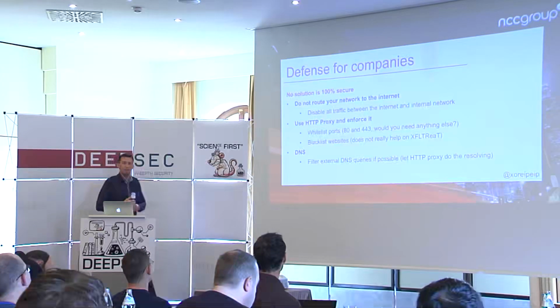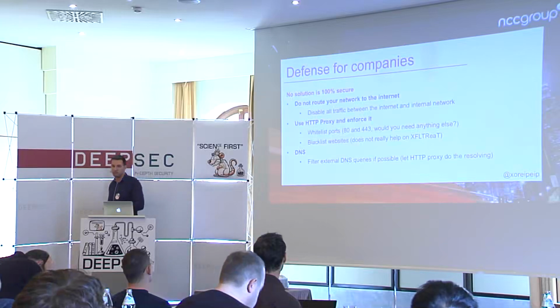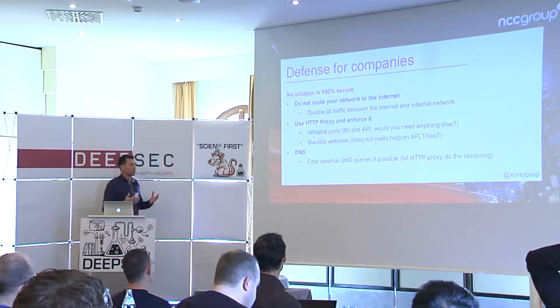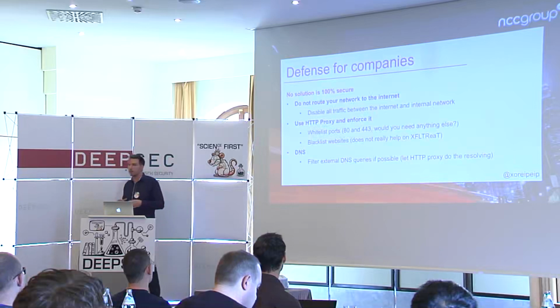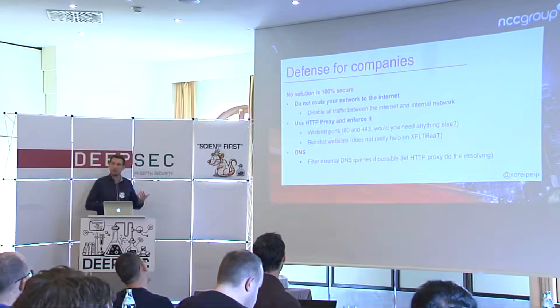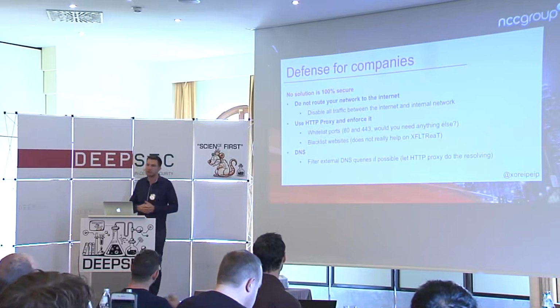can do. So if you have a network that you are responsible for, or for your company, for example, you shouldn't route anything to the internet. You should have a set of proxies. Those proxies should have unfiltered internet access, and you should whitelist the ports, like port 80 and 443 should be enough for all the applications and for everything. And you can blacklist sites, but that's not going to help against exfiltration or XFLTReaT.